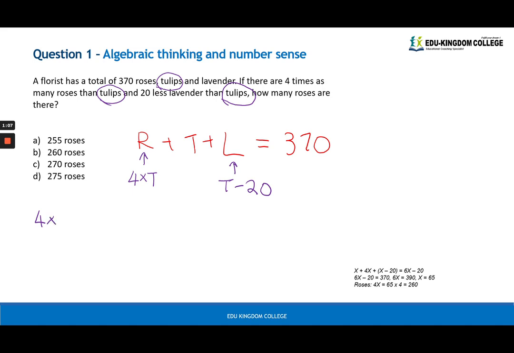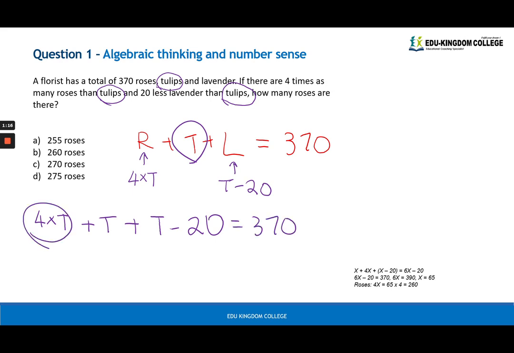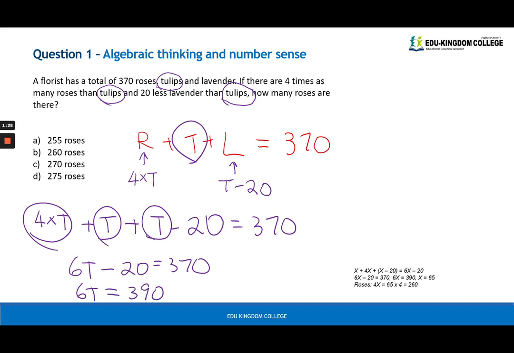So 4 lots of tulips plus tulips plus tulips minus 20 will get us to 370. We have 4 lots of tulips, 5 lots of tulips, 6 lots of tulips. 6 tulips minus 20 is 370. Move the 20 over to the other side. 6 tulips is 390, note the plus. So then 1 tulip is how much? Well, we're going to do 390 divided by 6. 6 goes into 39 six times, 36, minus, you get 30, which gives 65 for 1 tulip.